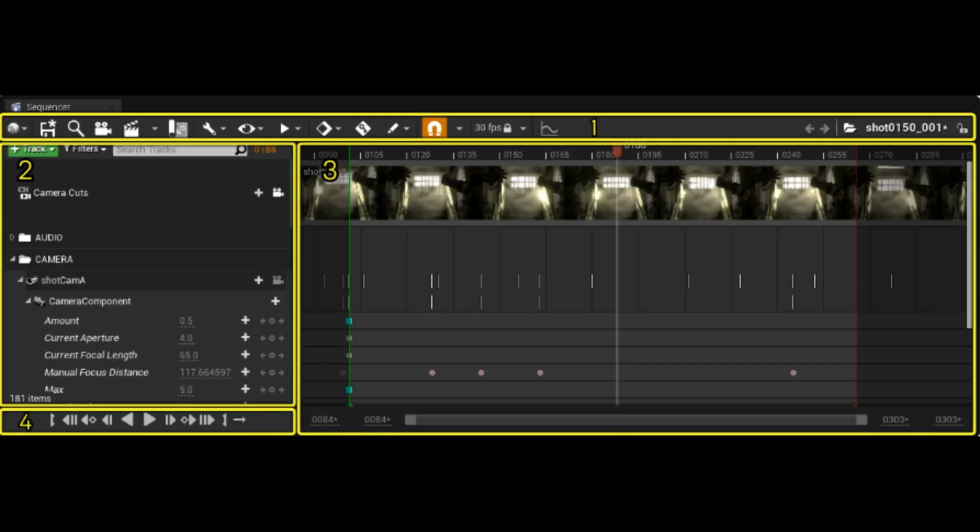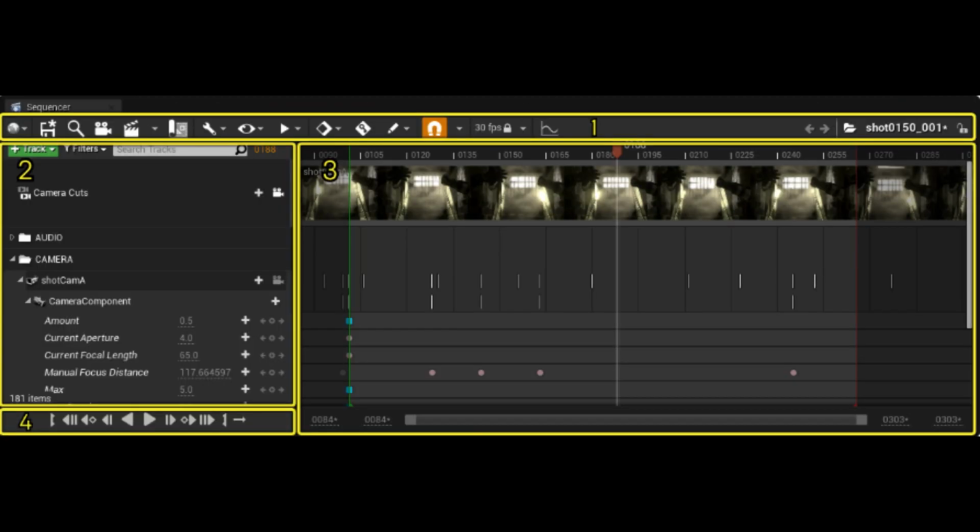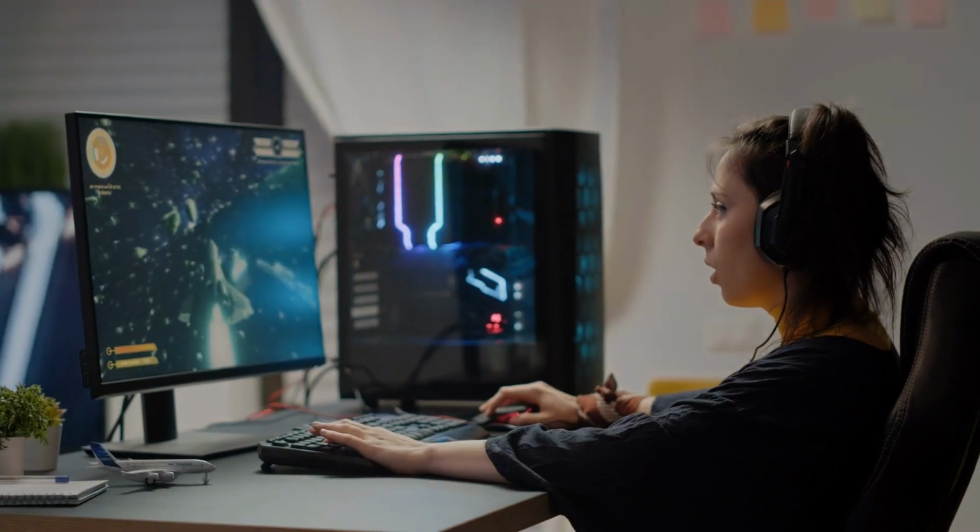Then you can use the Microsoft Clipchamp, which is also free, to jazz up your videos. Although a few of them are game engines, they can be used as video editors. I hope this helps.